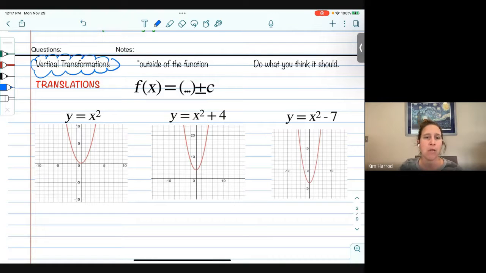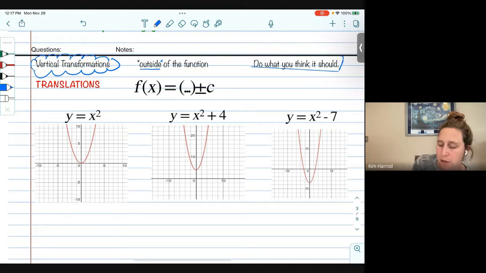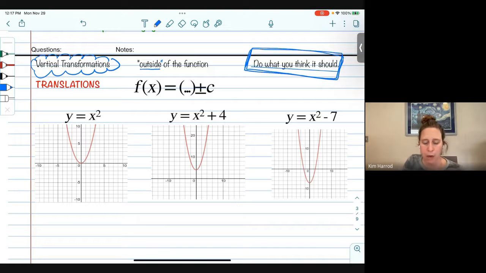Okay, and at the top of each of the vertical slides, you're going to see this same line here. Vertical transformations happen outside of the function. And I'm going to show you a couple of examples of that in a second to help. My reminder for them is that they do what you think they should do. If you know that it's outside, then they do what you think they should do.